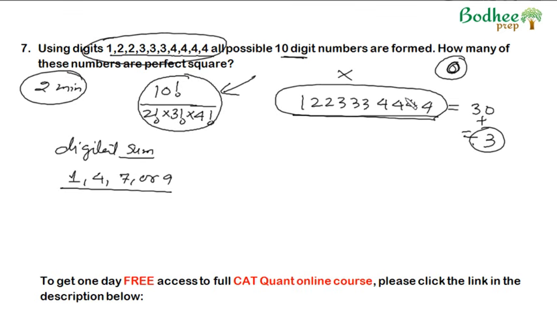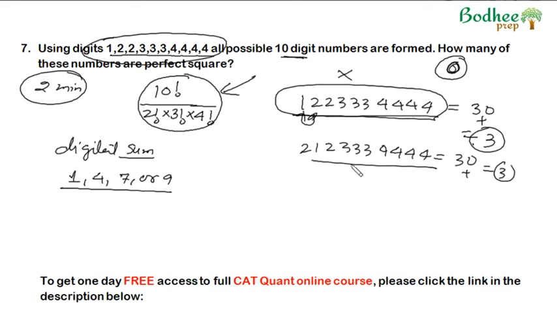But any other number which we form, for example if I swap 1 and 2, the number will be 2, 1, 2, 3, 3, 3, 4, 4, 4, 4. Although the number is different, the total sum will again come out to be 30, so the digital sum will again be 3. For all the possible numbers, 1 is used 1 time, 2 used 2 times, 3 used 3 times, 4 used 4 times, arranged in all possible orders. But in all cases the digital sum will be 3.